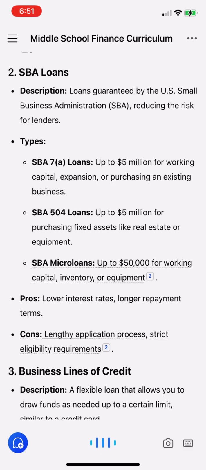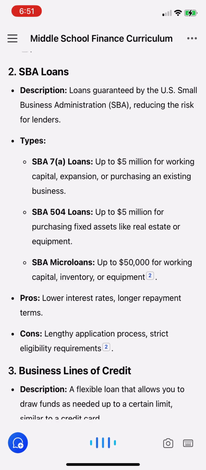Types: SBA 7A loans, up to $5 million for working capital, expansion, or purchasing an existing business. SBA 504 loans, up to $5 million for purchasing fixed assets like real estate or equipment. SBA microloans, up to $50,000 for working capital, inventory, or equipment.